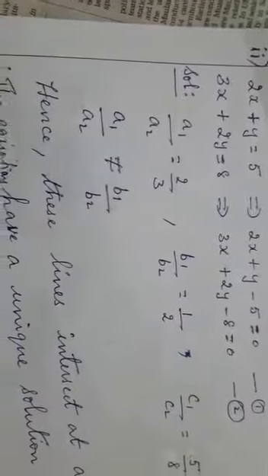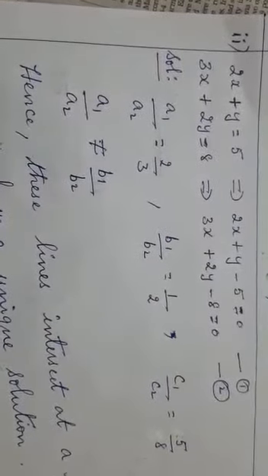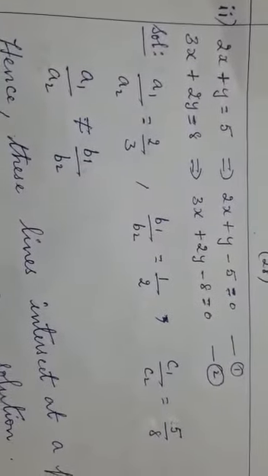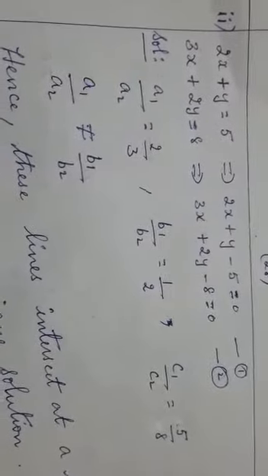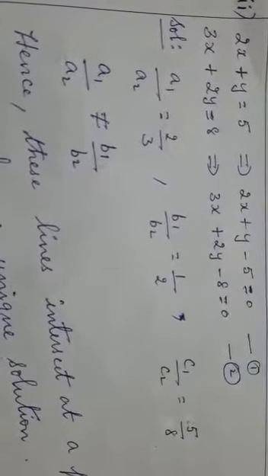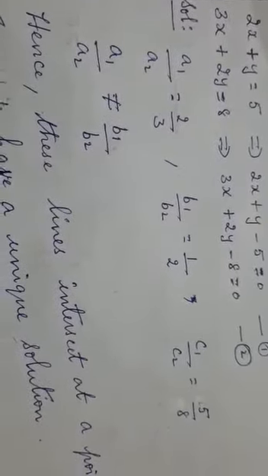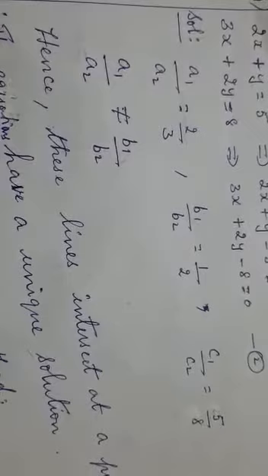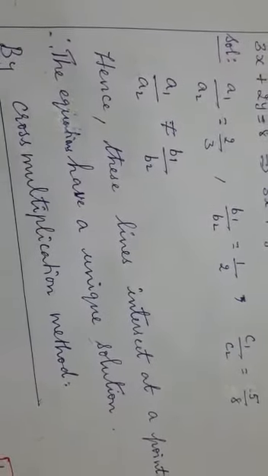The next is 2x plus y is equal to 5, 3x plus 2y is equal to 8. First, we need not make it equal to 0. Just let us find out whether it has a unique solution or not. Now, a1 by a2 is 2 by 3. b1 by b2 is 1 by 2. c1 by c2 is 5 by 8. Here, a1 by a2 is not equal to b1 by b2. This is the condition for intersecting lines. So, it has a unique solution.